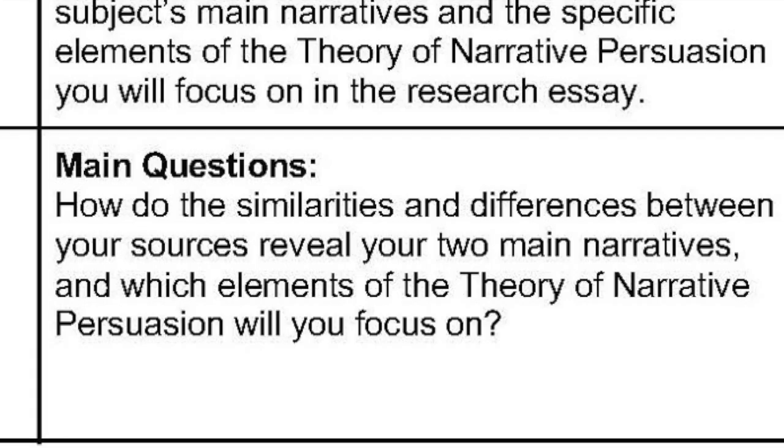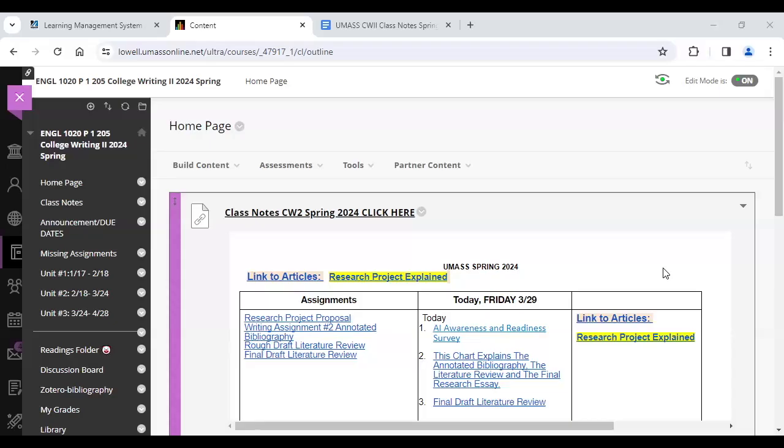So the question is this: how do similarities and differences reveal the two main narratives? So here's my main point. What you want to do is talk about the pairs of articles in a way that allows you to establish whatever the two narratives are.